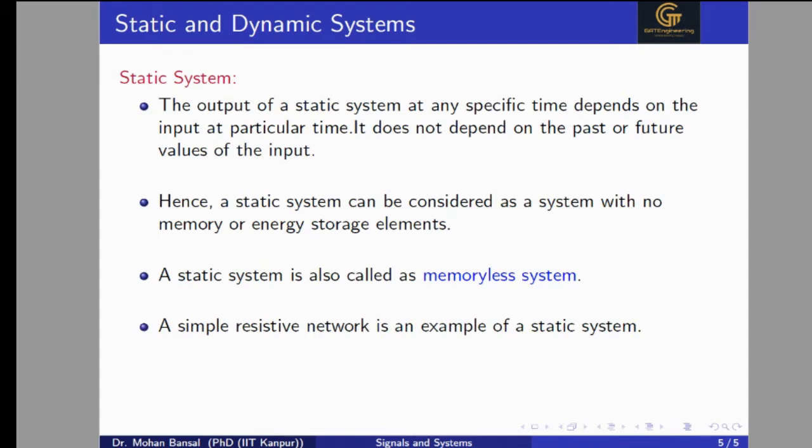Any resistive network, where all the elements are resistors in the network or any circuit diagram, is called a static system, because a pure resistive element is a pure static element, because in the resistor there is nothing like memory. There is no memory in the resistor. So a pure resistive network is called a static system.